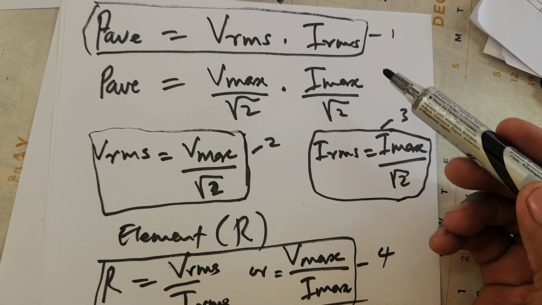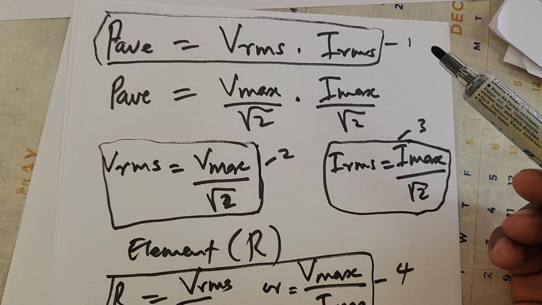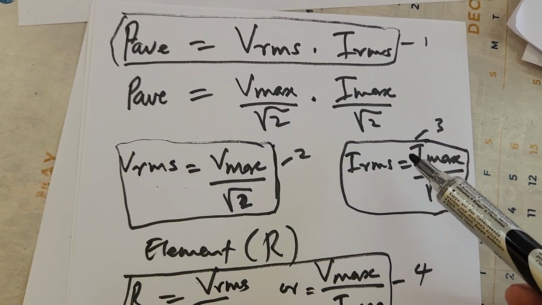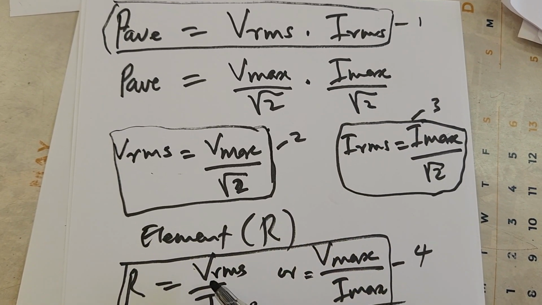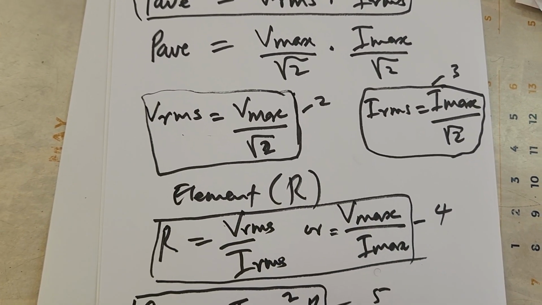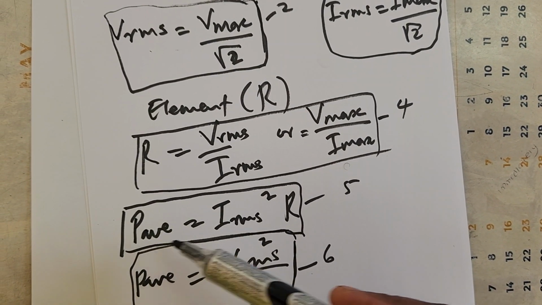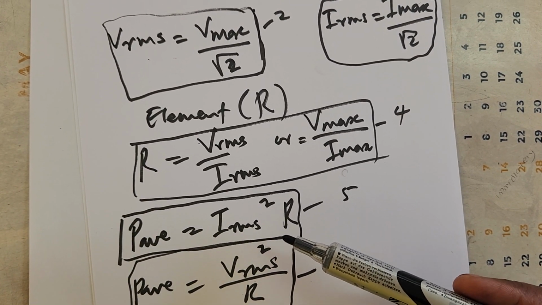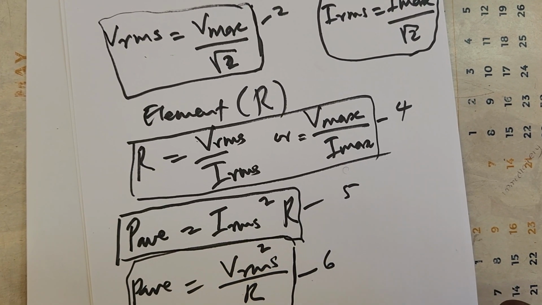If we take it back, the first one is power average equals V RMS times I RMS. The second one, V RMS equals V max over root 2. That one, I RMS equals I max over root 2. Then the Ohm's law equation, and then from here, using that R in the power, we can always make V in terms of I and R, or I in terms of V and R. So that is the case.